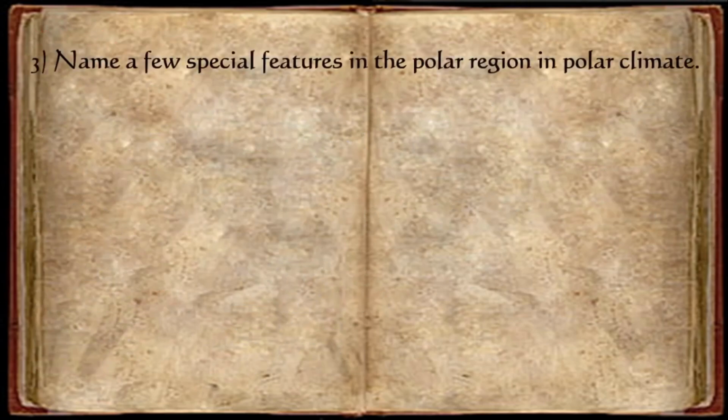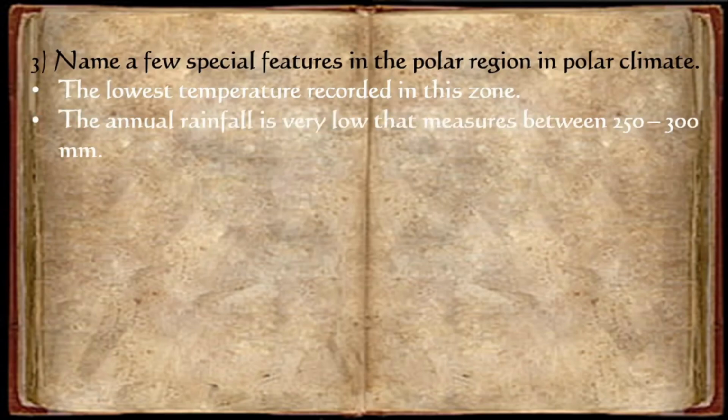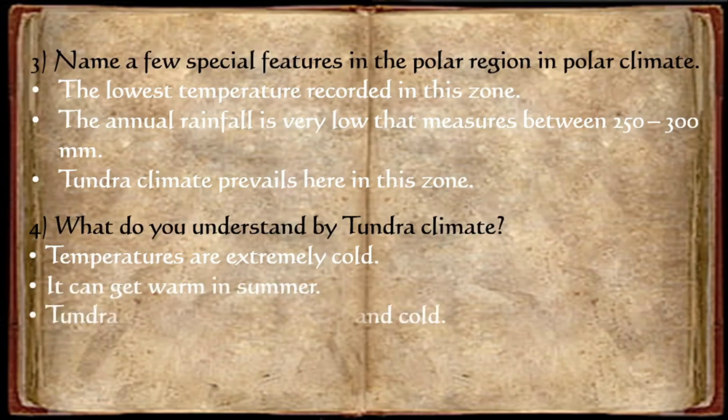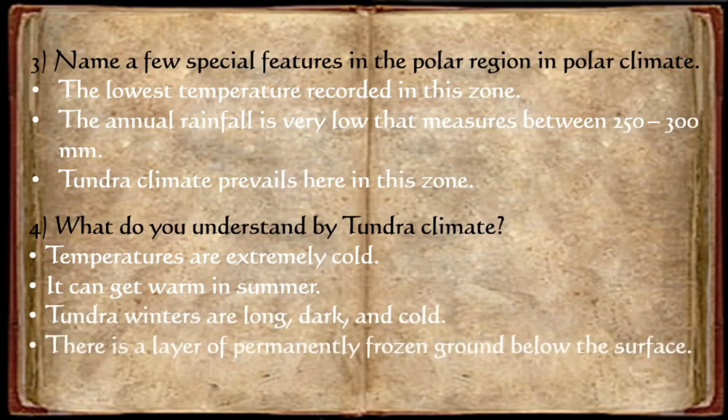Name a few special features in the polar region in polar climate. The lowest temperature is recorded in this zone. The annual rainfall is very low, that measures between 250 and 300 millimeters. Tundra climate prevails here in this zone. What do you understand by tundra climate? Temperatures are extremely cold. It can get warm in summer. Tundra winters are long, dark, and cold. There is a layer of permanently frozen ground below the surface.